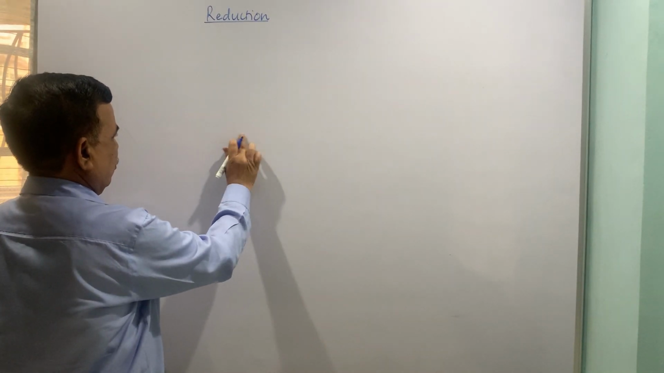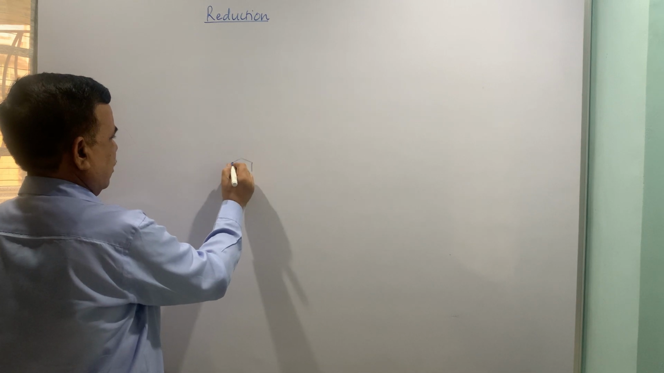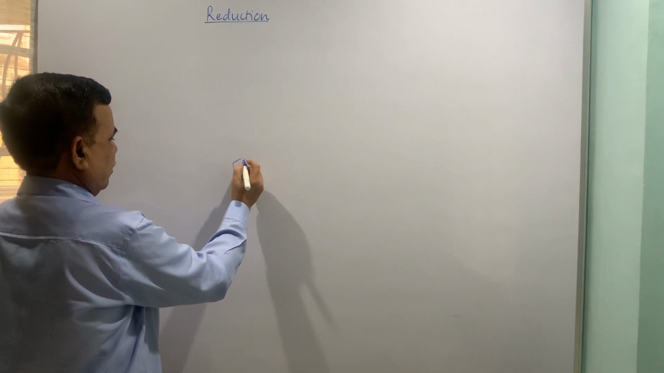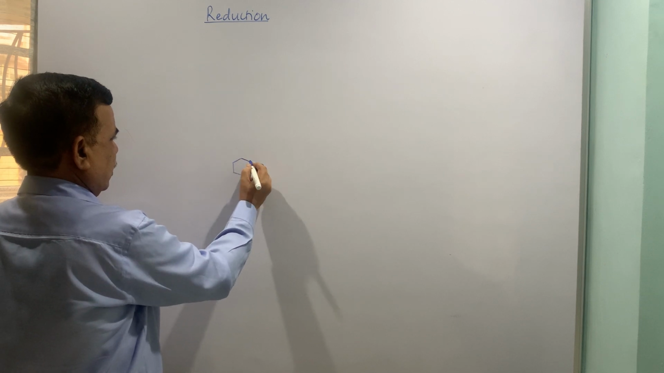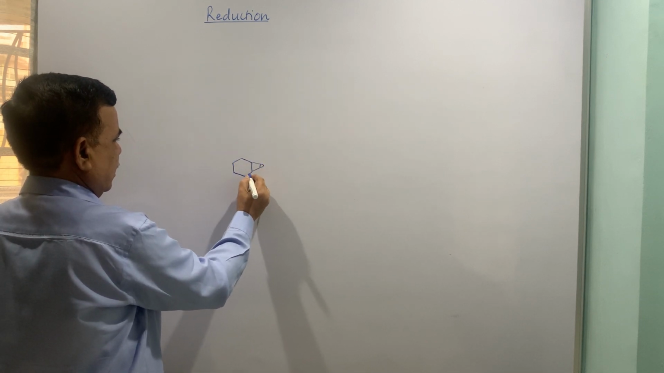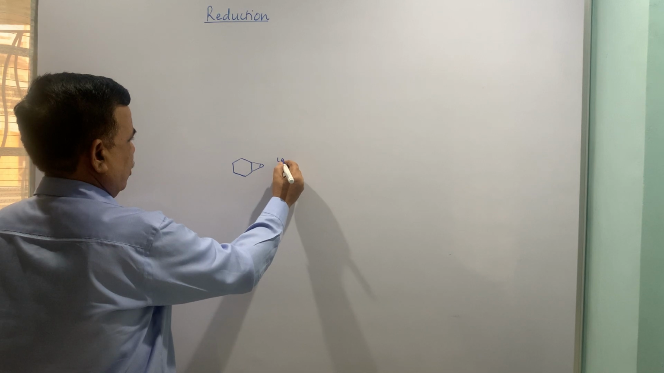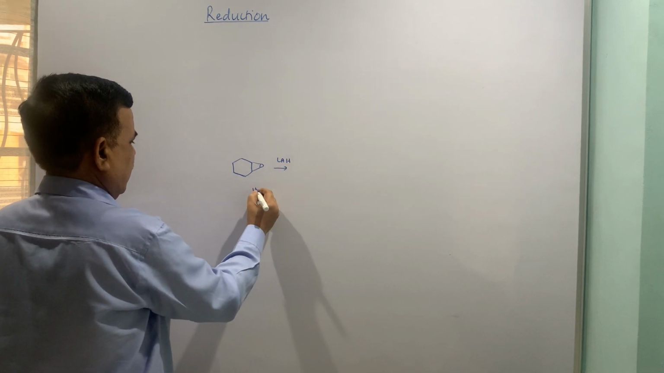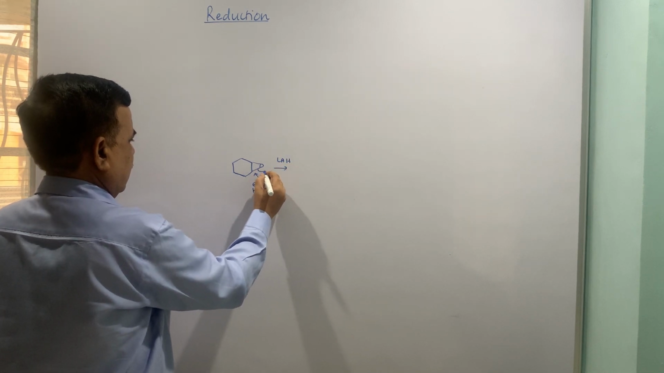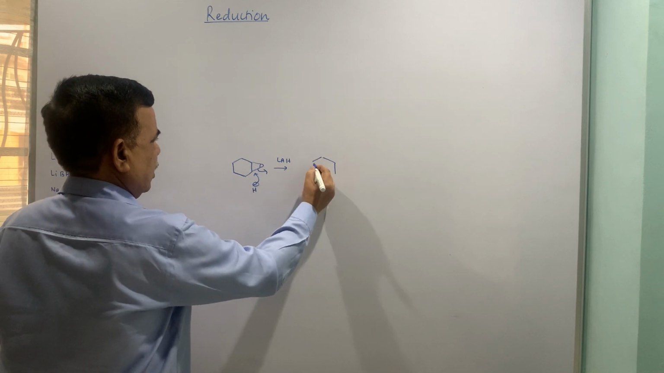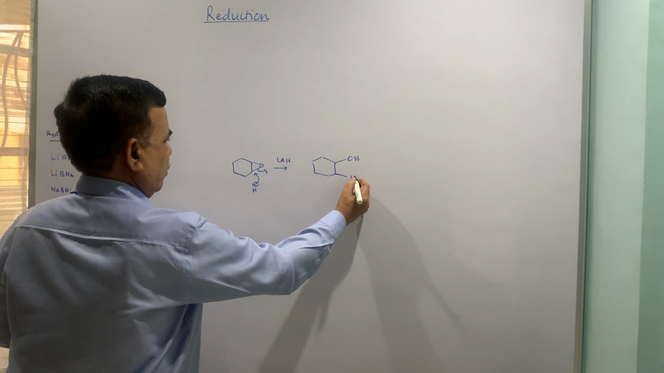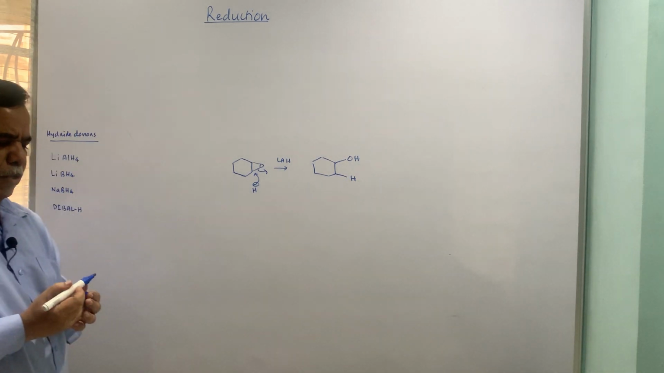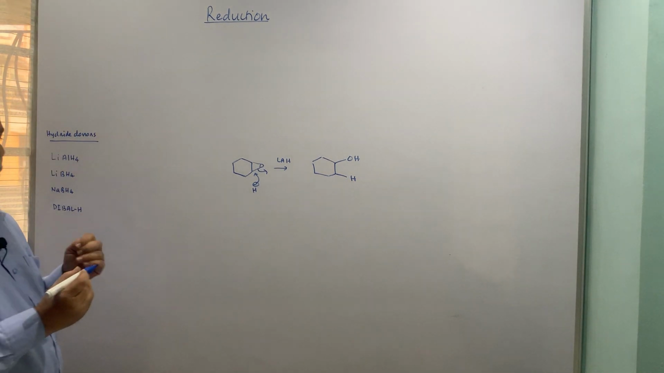I will just put a few functional groups here for the sake of understanding, or for the sake of convenience, you can say. LAH. Now here this functions as a hydride donor and you can get the epoxide opening. So epoxide opening is one part.